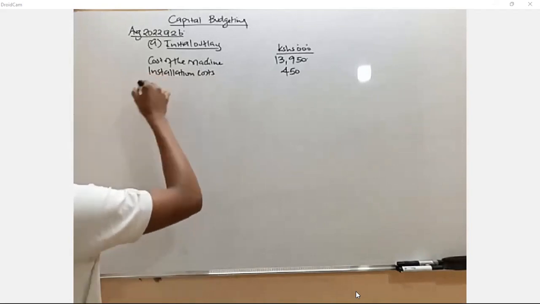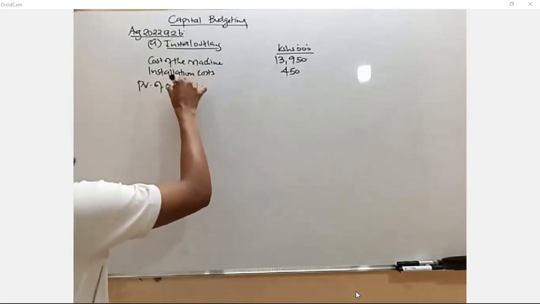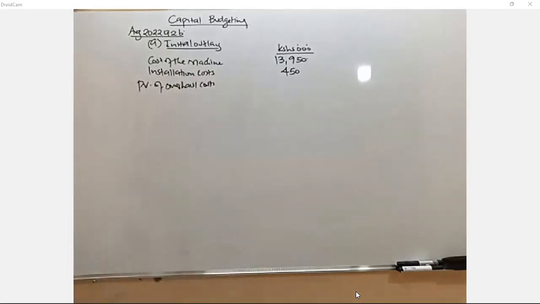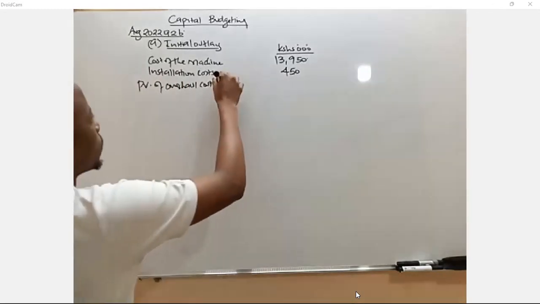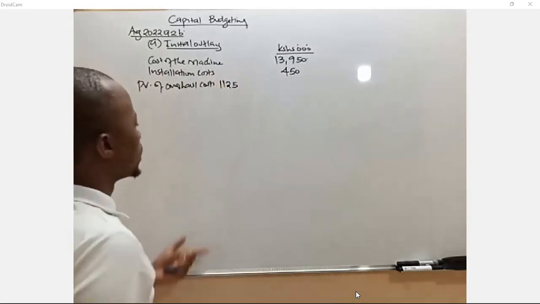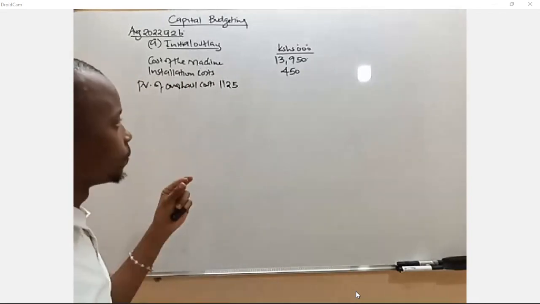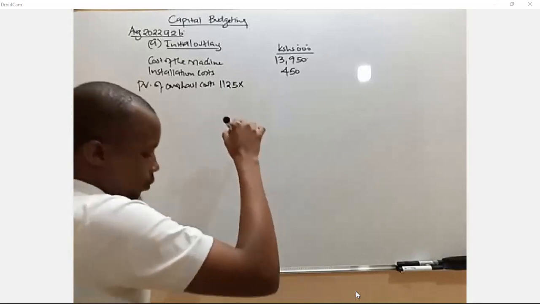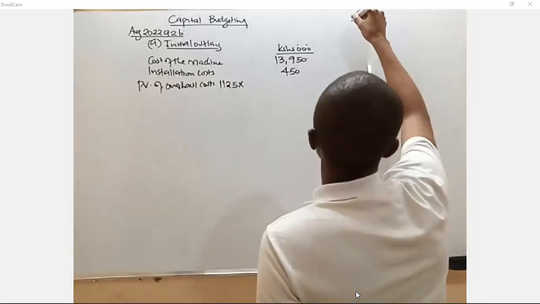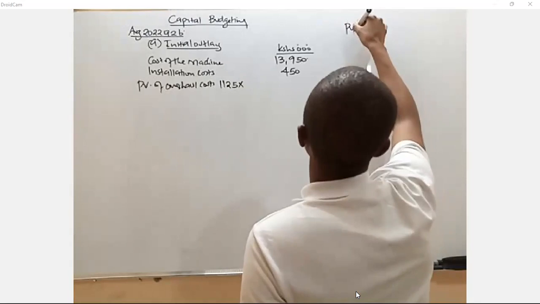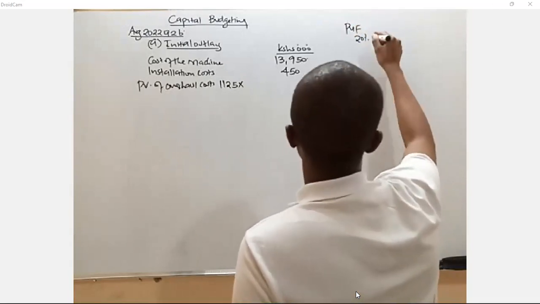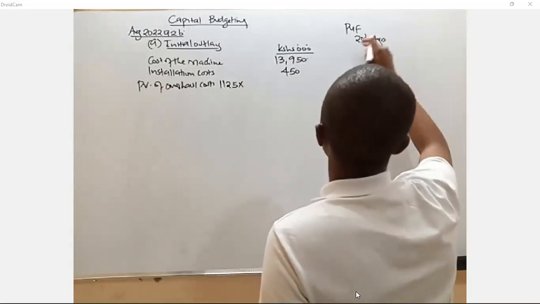The present value of overhaul costs. In this case, I'm going to take the overhaul of 1125, and this one is going to be experienced only once, at the end of year 4. You multiply it with the present value interest factor. Our discount rate is 20%, for 4 years.